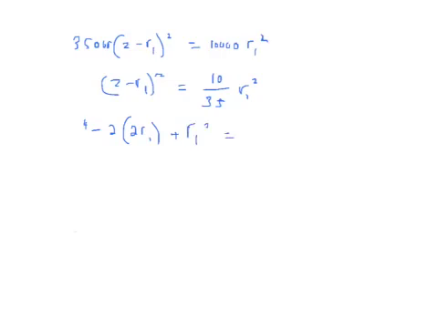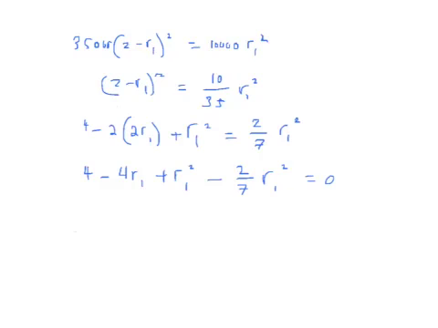And then on the right side, what do I have? I have 10 over 35, and that can be simplified as 2 over 7, r1 squared. So on the left now I just have 4 minus 4 r1 plus r1 squared, and I'm going to subtract 2/7 r1 squared from both sides. So I've just taken this now and moved it over to the left side of the equation by subtracting it from both sides.